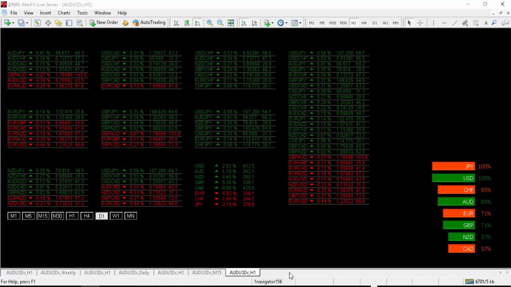Today is Tuesday, February the 20th, and it's 10:30 in the morning. Let's see how the Forex market is performing through the index grid of our best and worst dashboard.